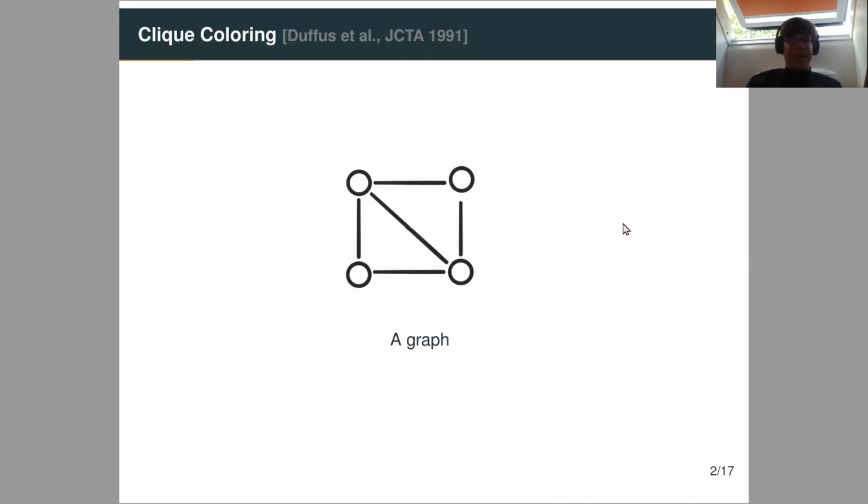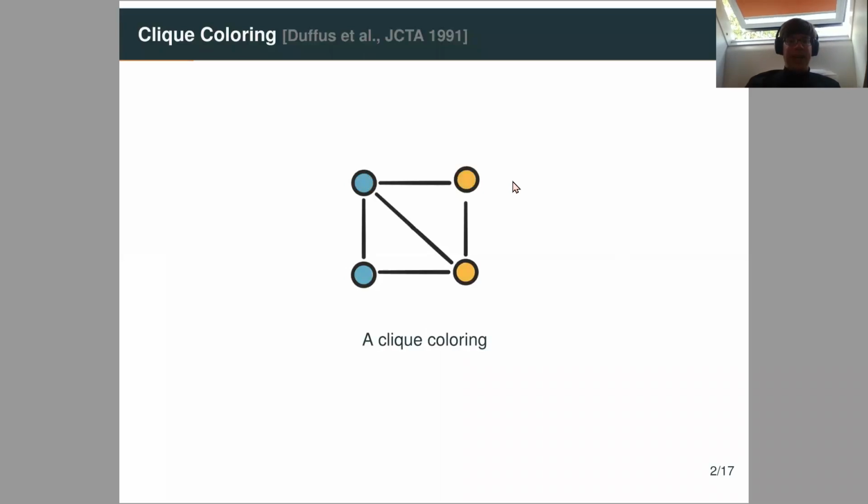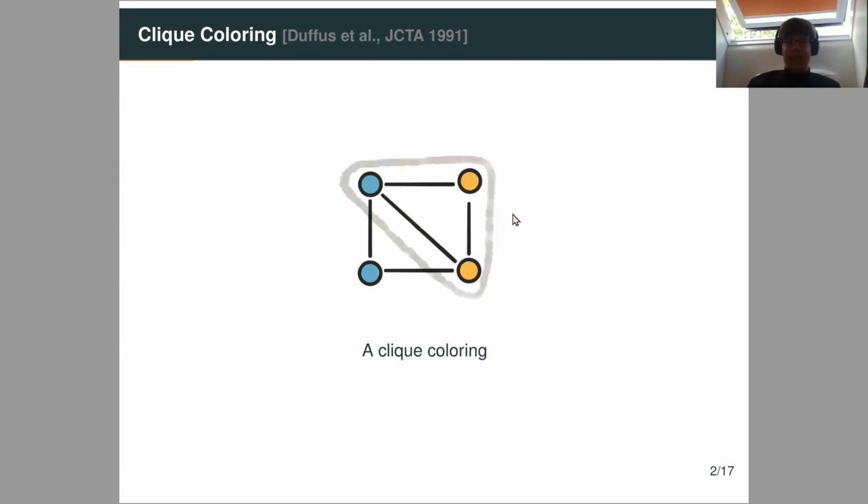So first, what is a Clique coloring of a graph? Well, we all know that a proper coloring of a graph is an assignment of colors to its vertices, such that whenever two vertices are adjacent, then they receive different colors. In a clique coloring, what we care about are the maximal cliques of the graph, and we require that no maximal clique is monochromatic. This means that in any maximal clique, we have at least two colors.